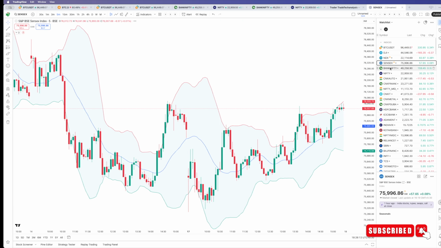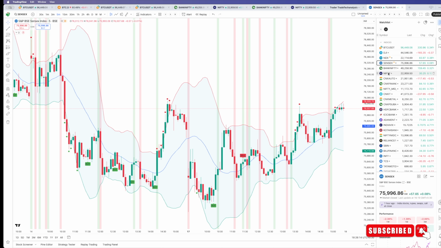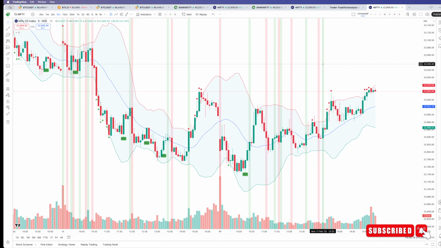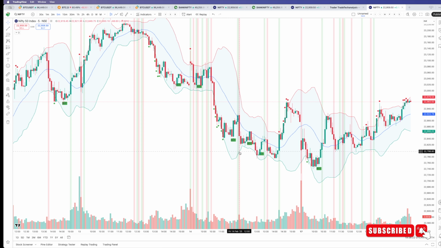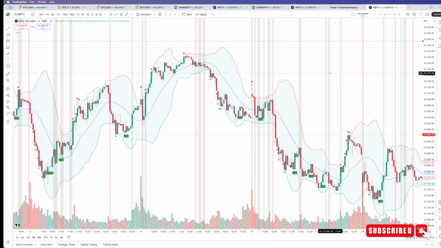So let's take a look. It can work on any of the charts that you want to use, and it's available free of cost. So that's how it's looking in Bank Nifty as well.